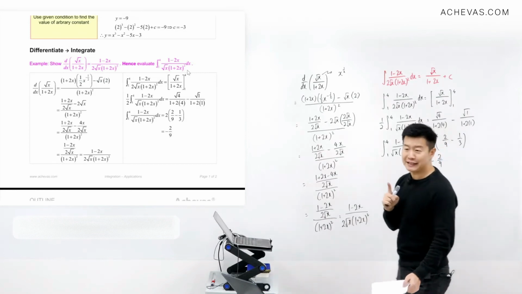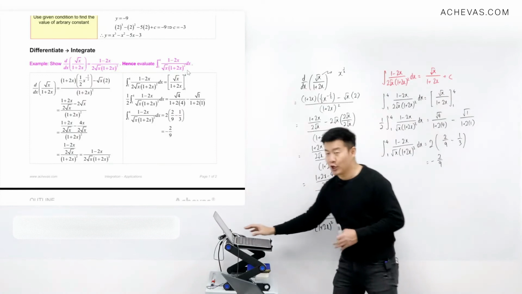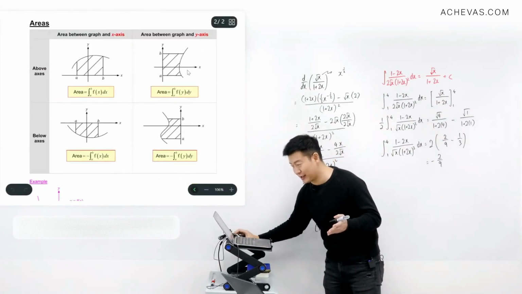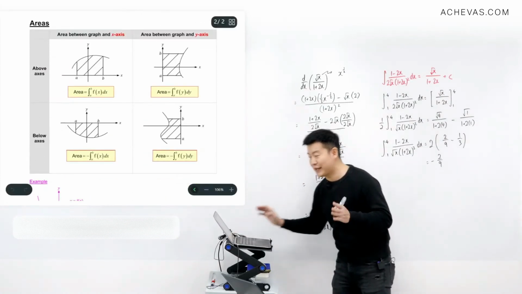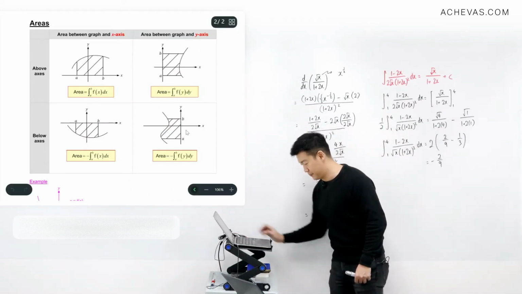But the most interesting thing about integration that I find is making use of integration to find areas. Let us look at the next application, making use of integration to find areas for scenarios that are like this, this, and this.